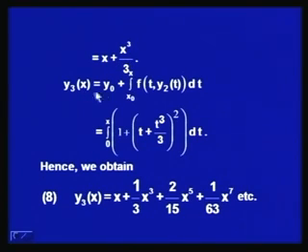Next we find y 3 x. y 3 x is then y naught plus integral x naught to x f t y 2 t dt. Making use of the value of y 2 t as t plus t cube by 3, we have y 3 x as integral 0 to x 1 plus t plus t cube by 3 whole square dt. After integration we get the value of the third approximation y 3 x as x plus x cube by 3 plus 2 by 15 x to the power 5 plus 1 by 63 x to the power 7, etc.